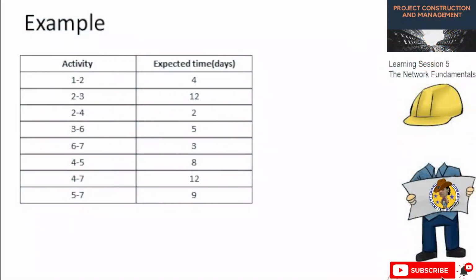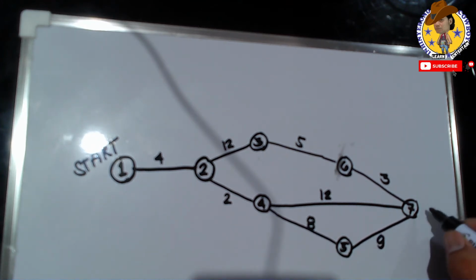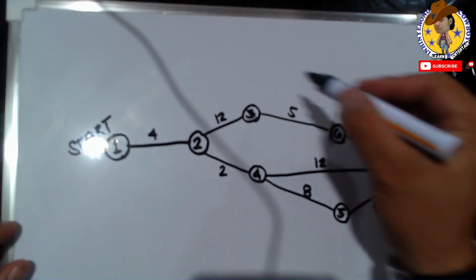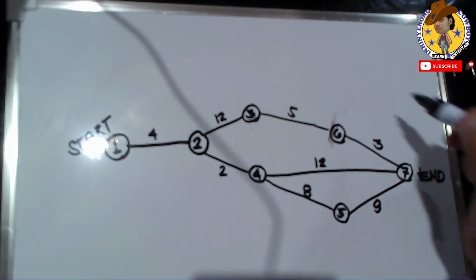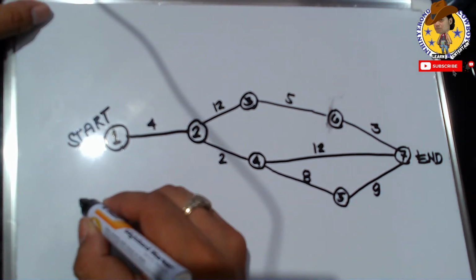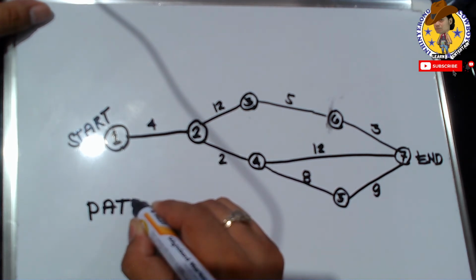Then 5 to 7 is 9 days. So let's check. 5 to 7 is 9 days. Okay, so this is the end of the project. So this is now the precedence diagram. Now we have to find the available paths for this one.